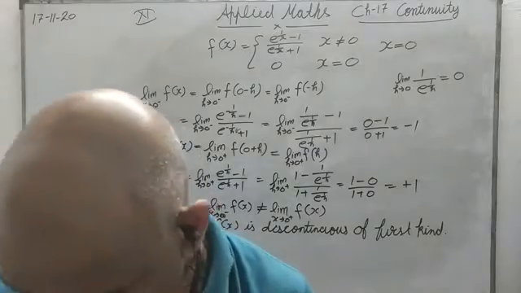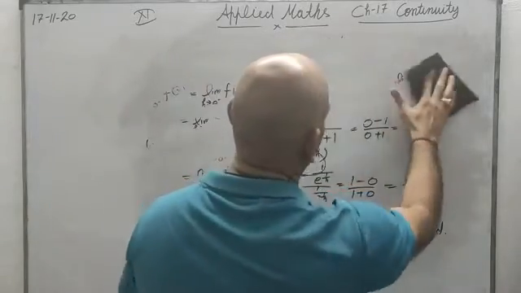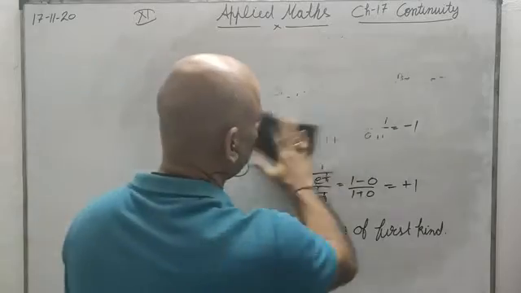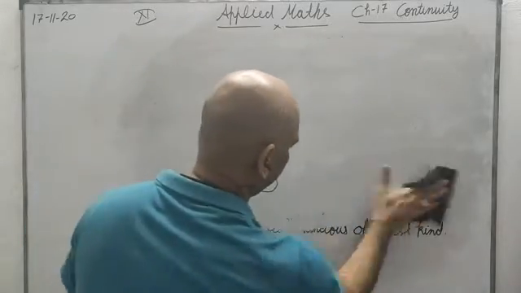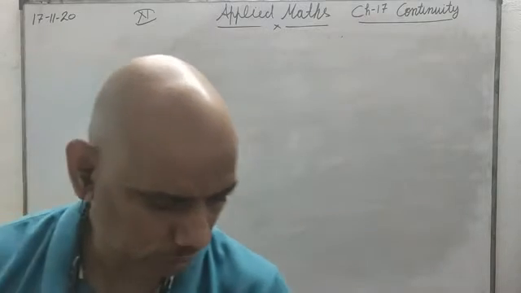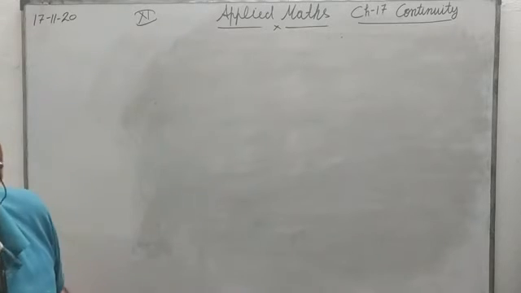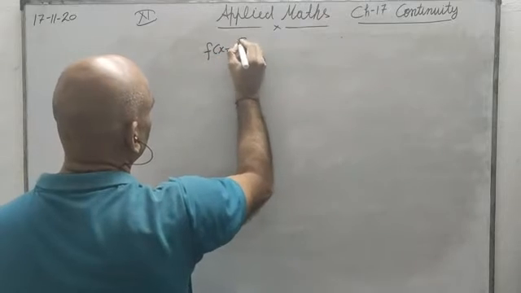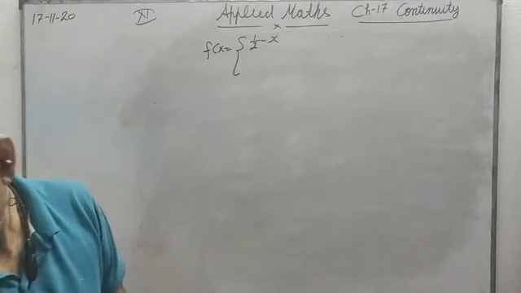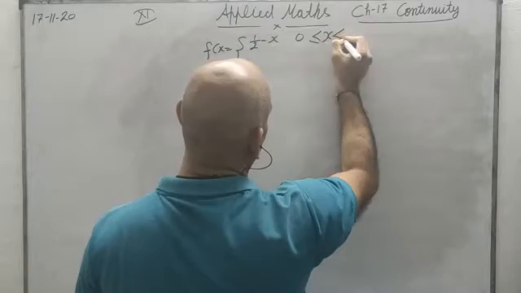Now let's see the next question. This was question number 2. Let us see question number 3 now. What is question number 3 asking us? Discuss the continuity of the function f(x) at x equals 1 by 2. This continuity you will have to discuss, that is, is it continuous or discontinuous at x equals 1 by 2. The function is given as f(x) equals 1 by 2 minus x when x is greater than or equal to 0 and less than 1 by 2.